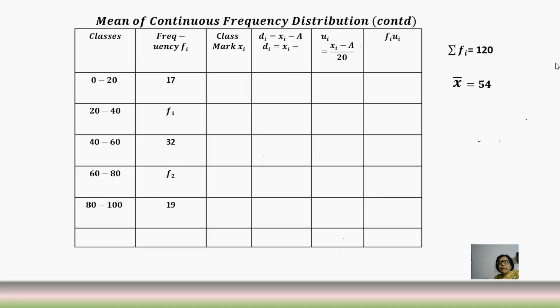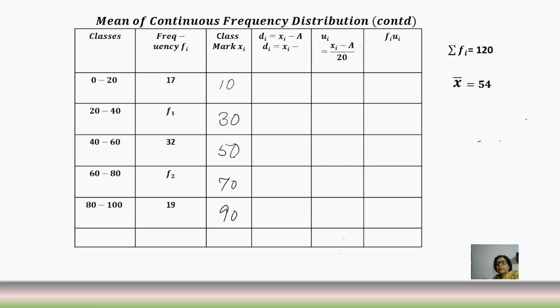Now here we first have to find out the class marks. For finding the class marks, we add the lower limit plus the upper limit and divide by 2. So we get 20 by 2, that is 10. Similarly, this is 60 by 2, that is 30. Now you realize the difference is 20, so immediately the next one is 50, the next is 70 and the next is 90.